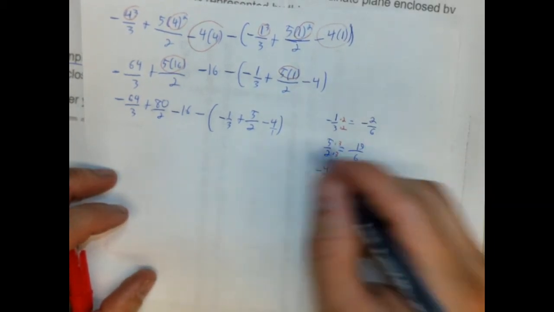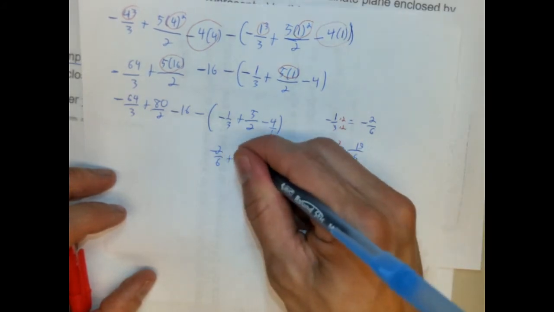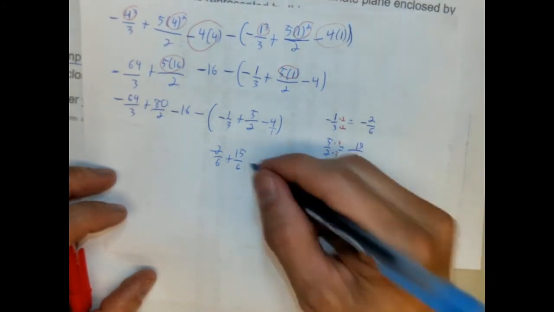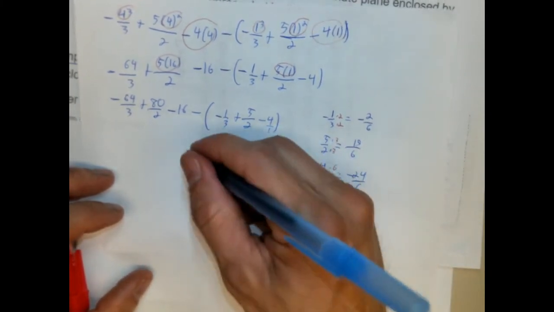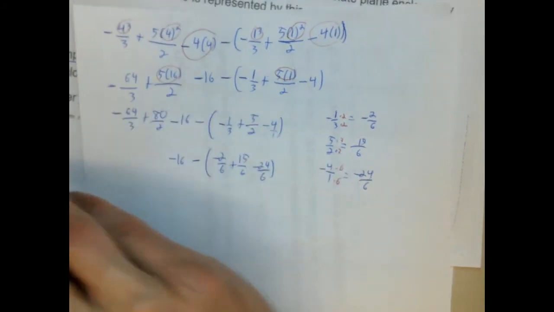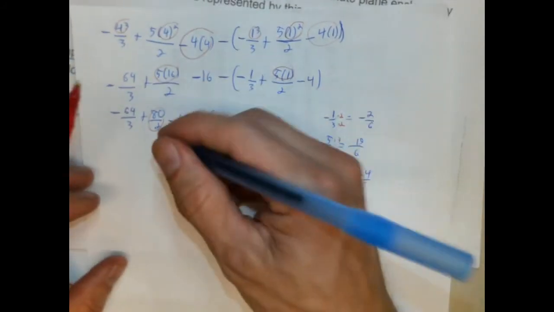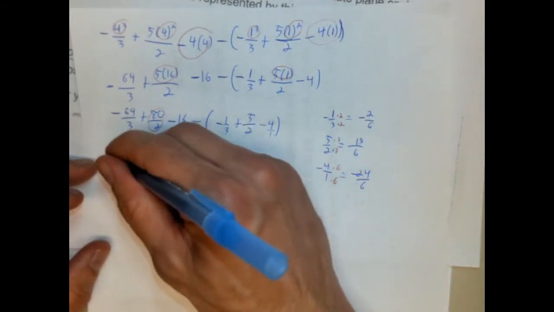Okay, so let's rewrite all that. So negative 2/6, and then plus 15/6 and minus 24/6. So that's all that. I'm going to write all this again. I'm not going to. I am going to simplify that. 80 over 2 is going to be 40. 40, and then we'll leave that as an improper fraction.